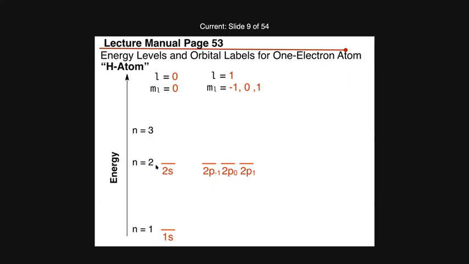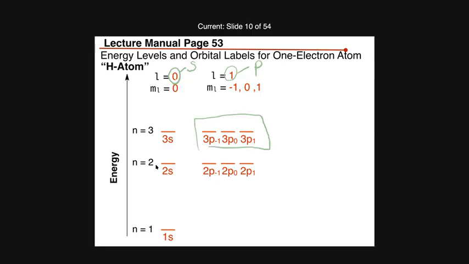We already see this, right? So n equal to 3 can have L equal to 0. That's going to be represented in orbital labeling as 3s. And when n equal to 3 and L equal to 1, this is going to be p orbitals. We talked about this before: 0 refers to s orbital, 1 is p, right? And because there are 3 orientations, we will have 3 orbitals in the 3p subshell.